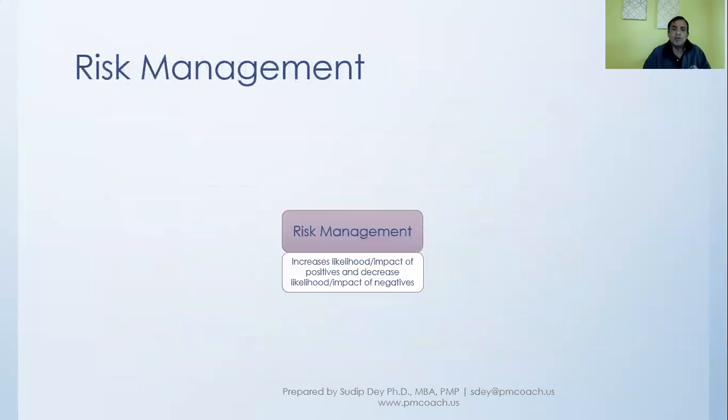Now, let's take a look at an overview of risk management. Before talking about what risk management refers to here, we may recall some discussion about risk. Basically, risk is uncertainty. The uncertainty in the project gives rise to risk. And this uncertainty can be positive uncertainty or negative uncertainty.